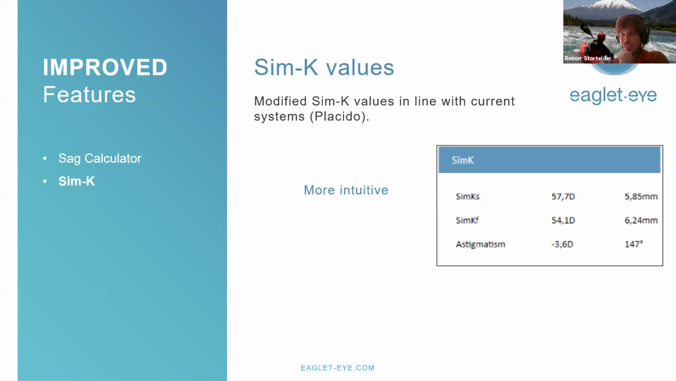Any questions about the SIMK values? At what chord does the algorithm take the SIMKs? Traditionally, all devices measuring SIMK do this at 1.5 to 3 millimeters, so somewhere in that area.